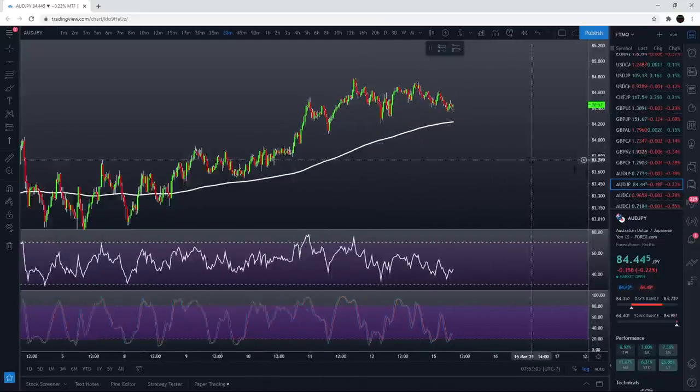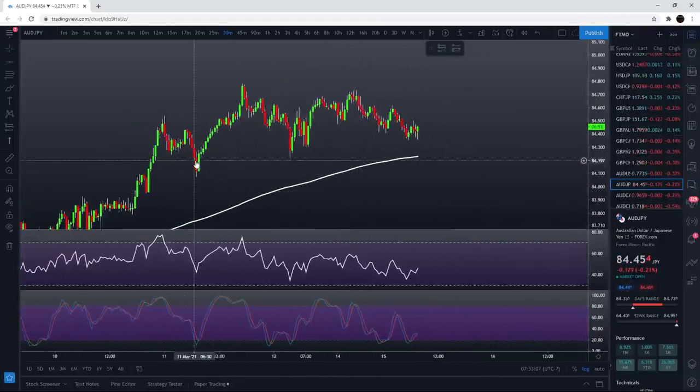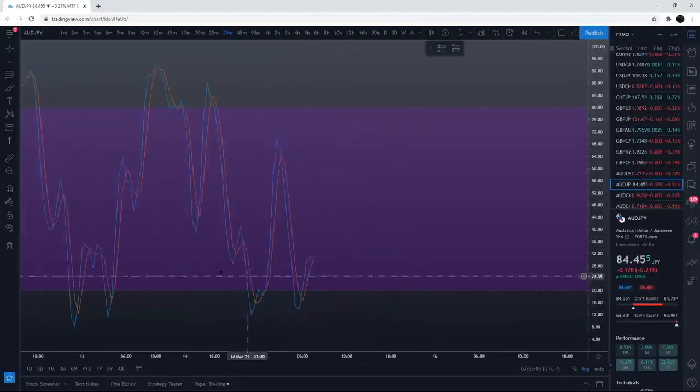Looks like we actually might be able to get a better entry now. Let's see. So the original entry was this candle, I believe. Let's zoom in here a little.